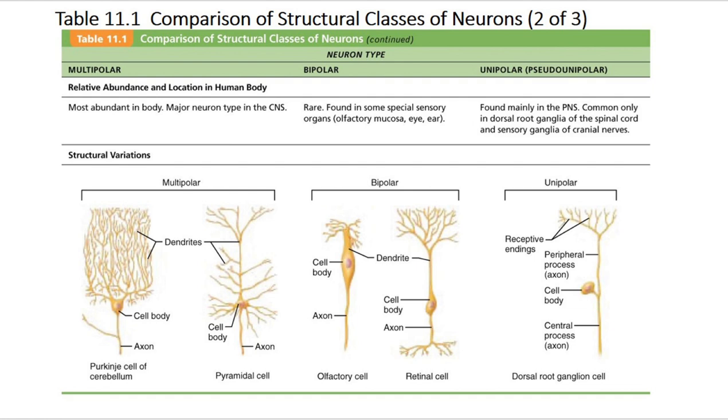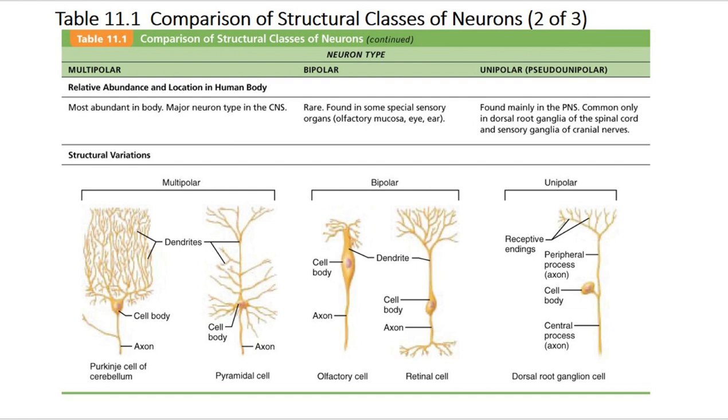So the only thing that stays the same when we're talking about the structural classification of neurons is multipolar has 3 or more processes, bipolar has 2 processes, and unipolar has 1. Multipolar neurons, again, are the most abundant type of neuron in the body. They're the major neuron type, especially for the central nervous system, whereas bipolar is very rare and found in things like the retina of the eye or other special sensory organs like that of the ear or olfactory mucosa.